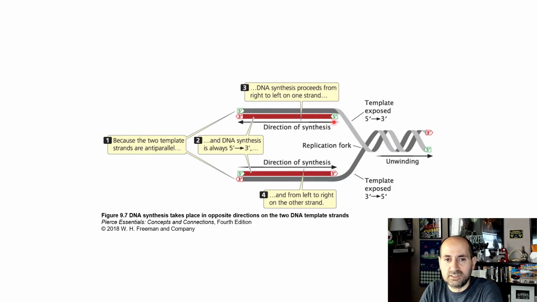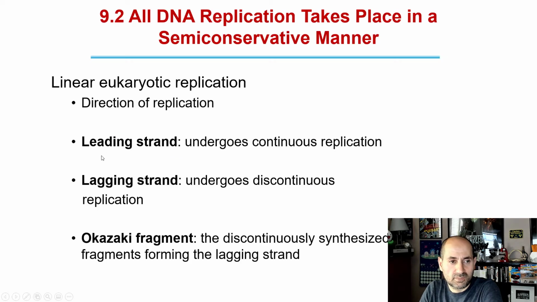This means that it's going to have to occur in segments. You start a segment, you unwind the DNA, and then you'll start another segment, and then you'll have to unwind more DNA to start another segment. So these are what's known as fragments, or Okazaki fragments. Again, the leading strand undergoes continuous replication, the lagging strand undergoes discontinuous replication, and those fragments that form due to the discontinuous replication are called the Okazaki fragments. These are discontinuously synthesized short DNA fragments on the lagging strand.